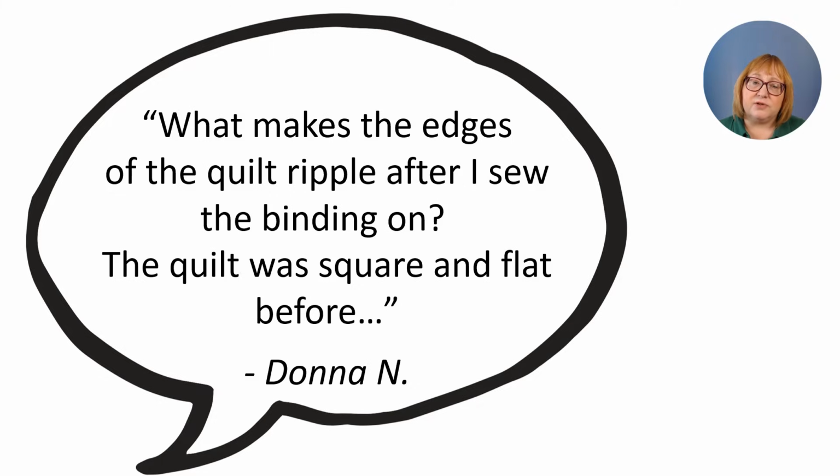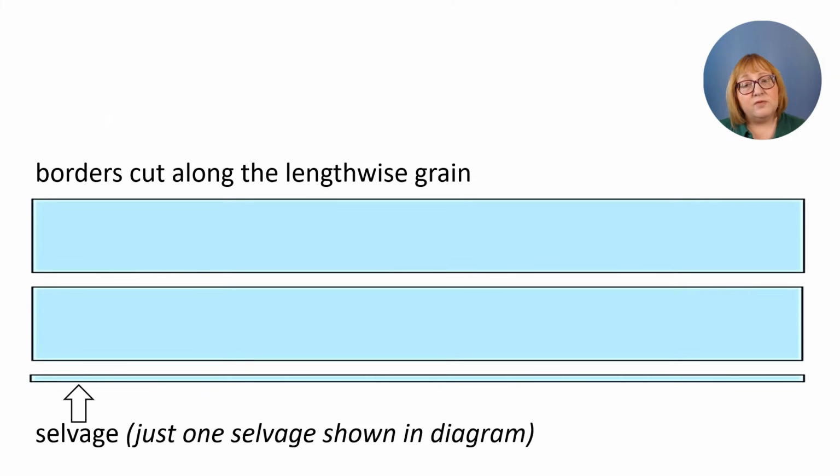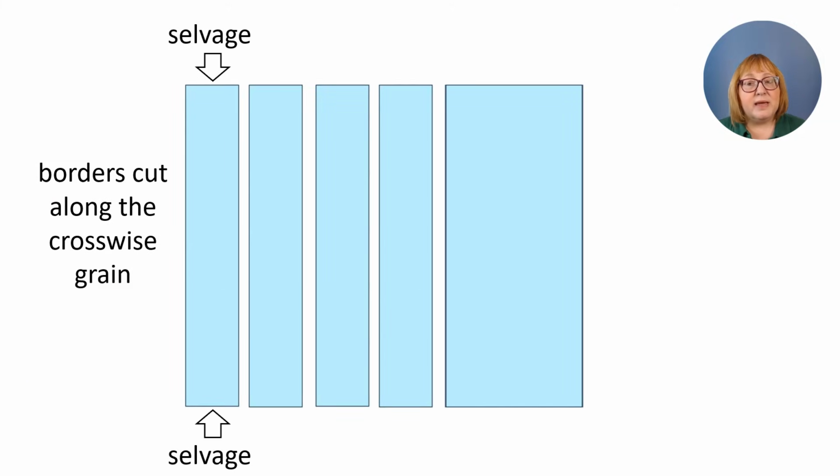Well, there's multiple factors that could be at play. One reason borders might grow goes back to grainline. In an ideal world, we'd always cut borders on the lengthwise grain parallel to the selvage, but that's not always a practical or economical choice, as it may take a lot more yardage. Instead, we may cut border strips selvage to selvage on the cross grain, joining strips as needed for length.